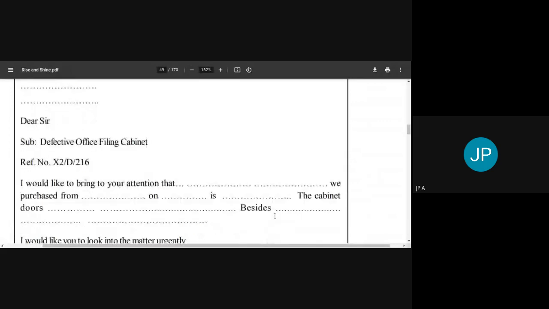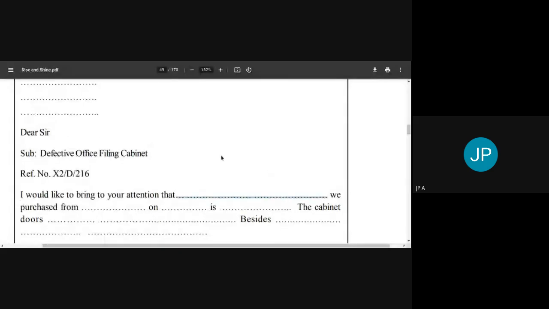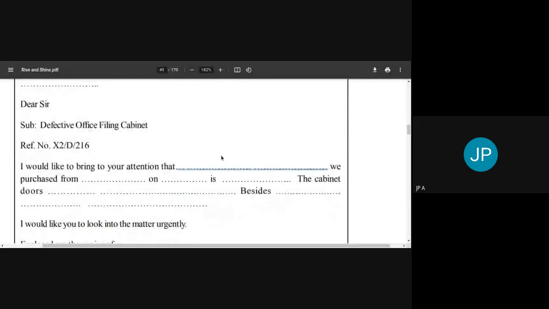So I would like to bring to your attention that dash we purchased from. Okay, so dash means here what did he purchase? The office filing cabinet. We purchased from, this is the name of the company from which you purchased. On is the date of purchase, is defective.